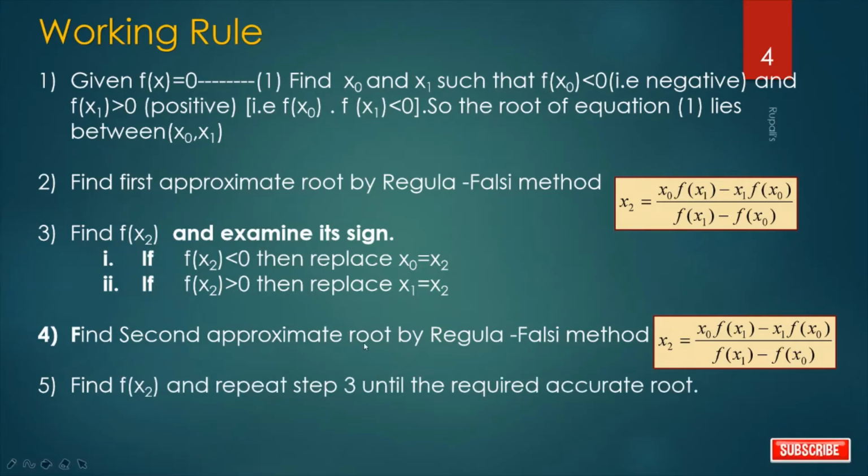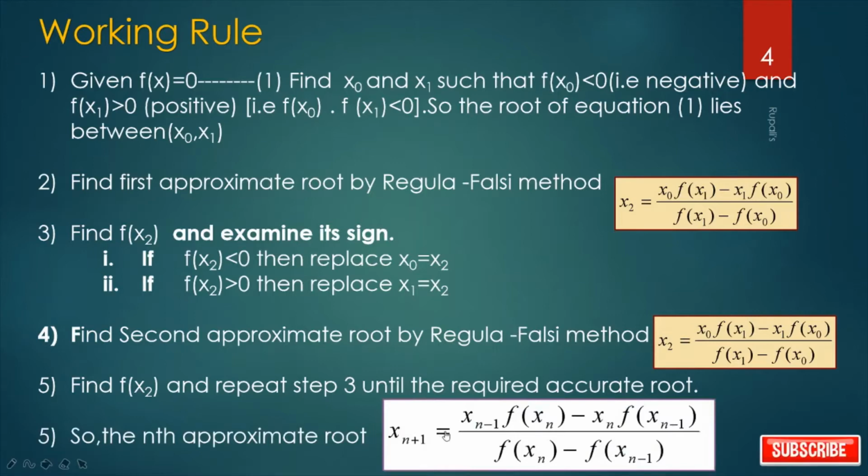So, the nth approximate root is x(n+1) = (x(n-1) f(xn) - xn f(x(n-1))) / (f(xn) - f(x(n-1))). We will discuss one example, then it will be more clear for you.